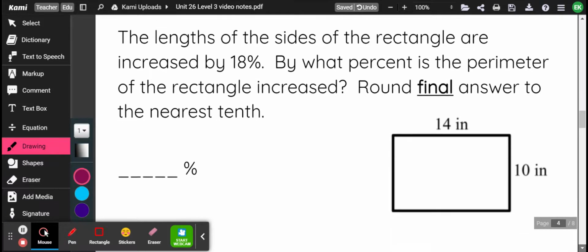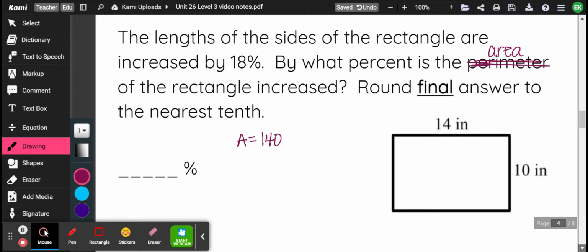Number 4 here talks about the lengths of the sides of a rectangle being increased by 18%. By what percent is the perimeter of the rectangle increased? Oh, that should be area. Sorry, that's a typo. Let's fix that. Round the final answer to the nearest 10. So let's start by figuring out what the area is now. The current area is 140. 14 times 10 is 140.